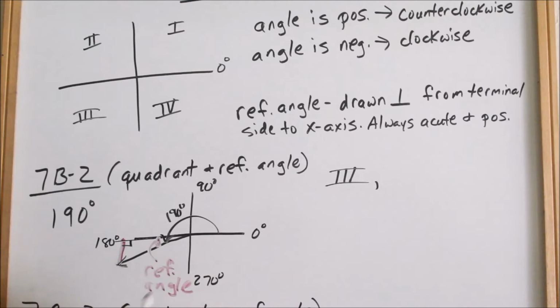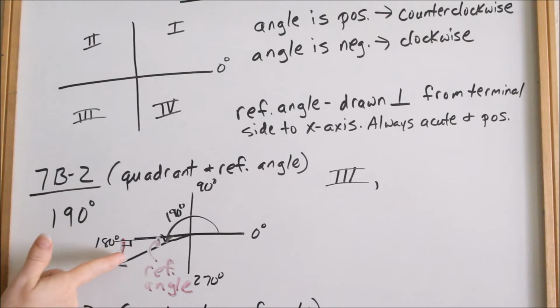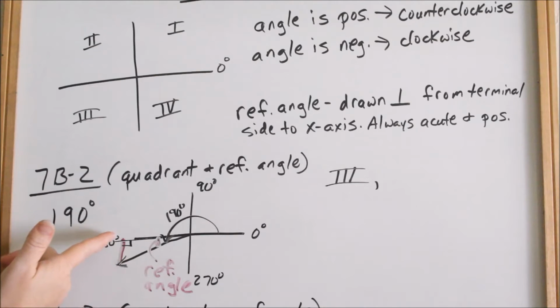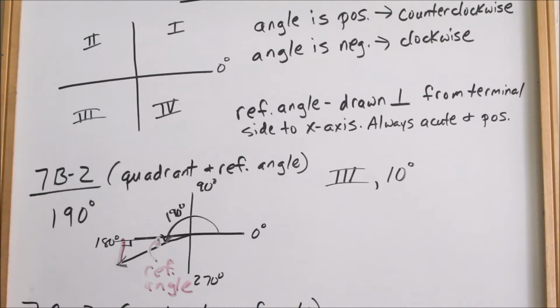This small angle right here that you created to get to the x-axis, that is your reference angle. I know it's hard to see that purple, but this little angle right here that you drew to get back to the x-axis, how many degrees did you go to get back to the x-axis? So to take this line and go back to the x-axis, we would have to go 10 degrees because 190 minus 180 is 10 degrees. So this reference angle for this particular problem is 10 degrees. Those are the only two things that you need to be answering for that problem.